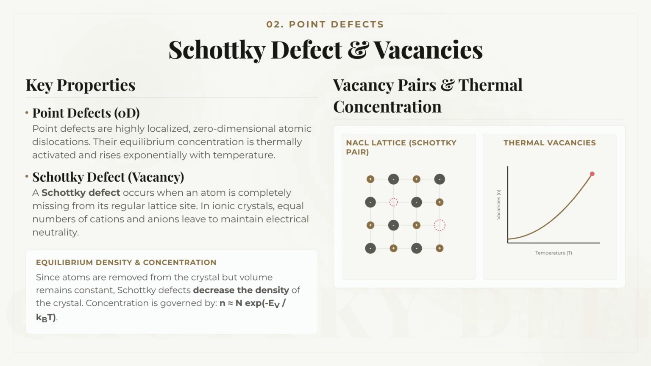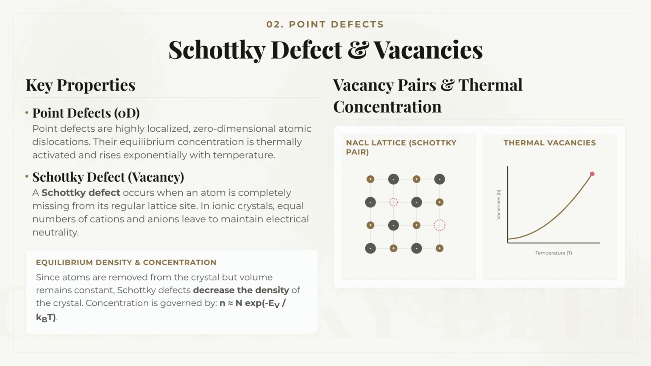The number of vacancies present at thermal equilibrium depends on temperature and is given by an exponential relation. The equilibrium number of vacancies, n, is approximately equal to N multiplied by exponential of minus Ev divided by kB T. Here, N is the total number of lattice sites, Ev is the energy required to create a vacancy, kB is the Boltzmann constant, and T is the absolute temperature. This equation shows that as temperature increases, the number of vacancies increases rapidly.